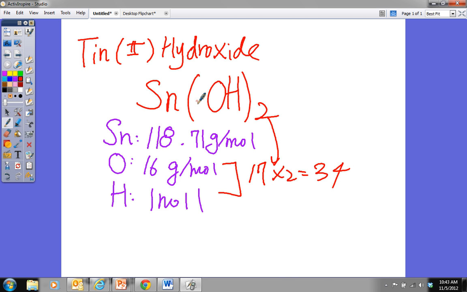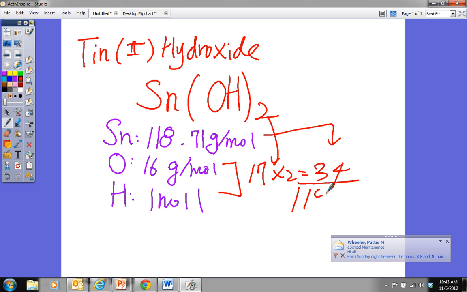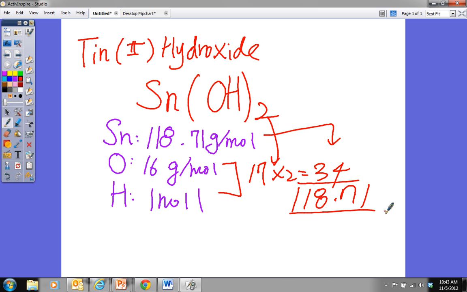Because I'm going to take care of that. So now that I figured out what 2 moles mass of OH is, what do I do, Jasmine? I have to add these together, and I have 118.71. What's the mass? 152.69 grams per mole. Yeah, that's fine too. What if we put 69? That's fine too. 0.69.